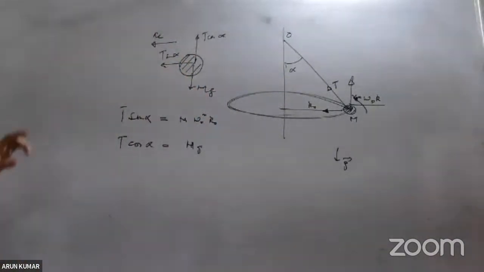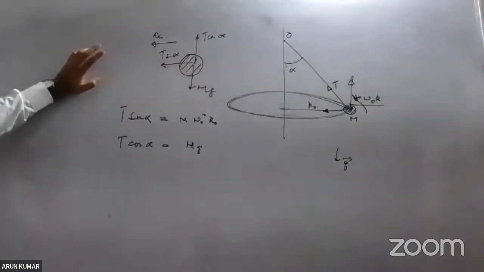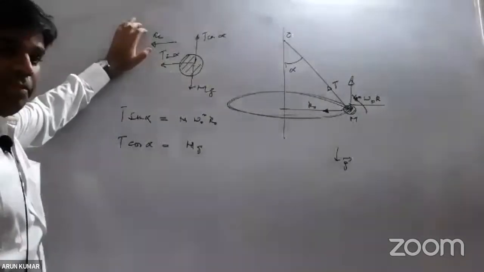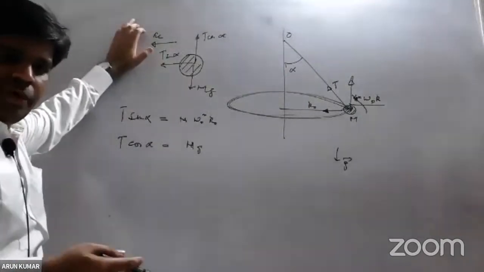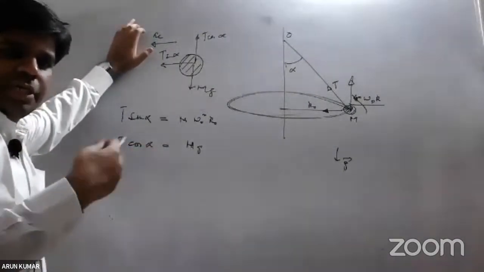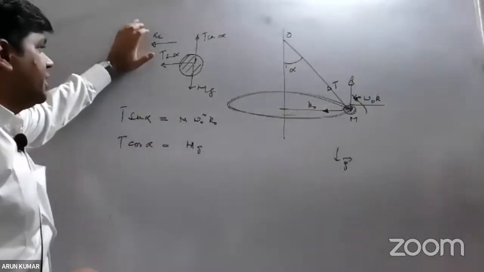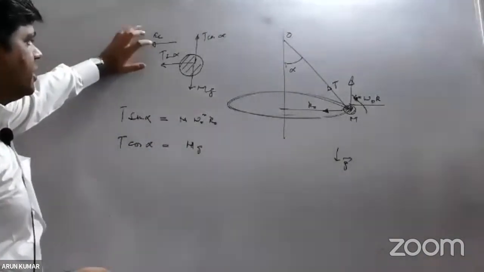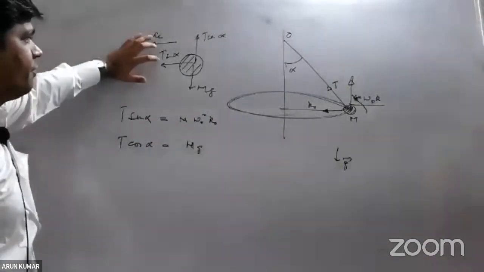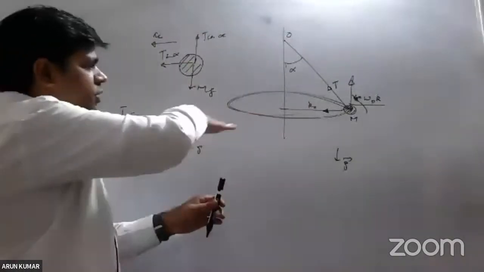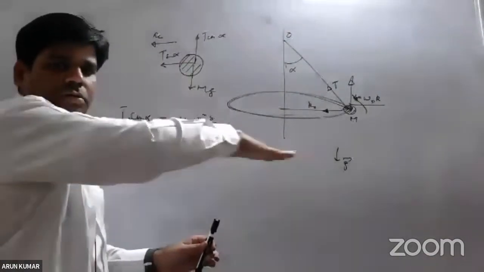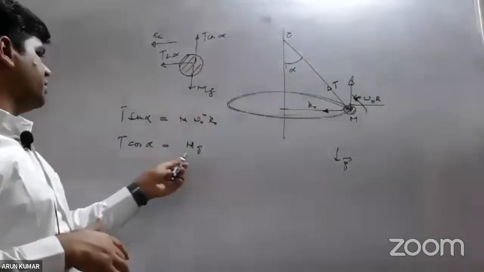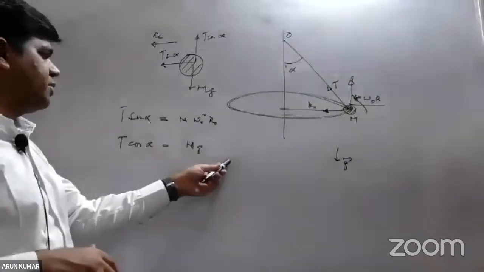AC. See, FBD and MED both are required to write equations of motion. I told you MED will play a vital role once we enter into circular motion, rotational dynamics and all. So AC is the MED. Acceleration is towards the center. And what is responsible for that acceleration? T sin alpha is responsible. But vertically, there is no motion because it's moving in a horizontal plane like this. So T cos alpha is equal to mg, or T cos alpha minus mg is equal to 0.